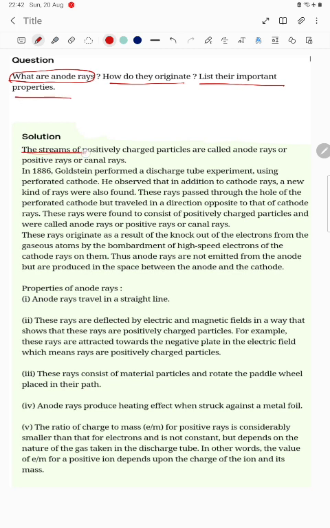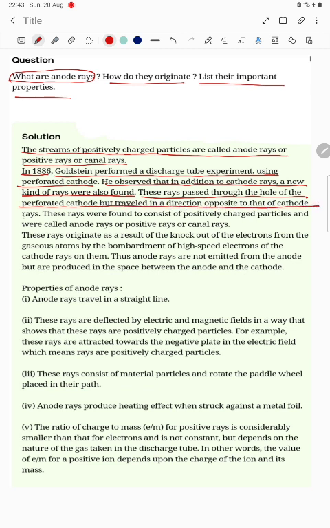The stream of positively charged particles is called anode rays, or positive rays, or the canal rays. In 1886, Goldstein performed a discharge tube experiment using a perforated cathode. He observed that in addition to cathode rays, a new kind of rays was also found. These rays pass through the hole of the perforated cathode but travel in the direction opposite to the cathode rays.